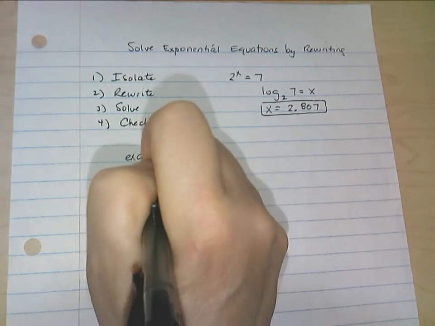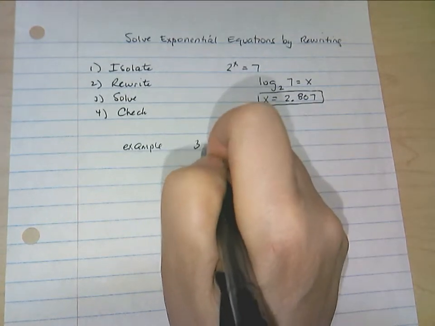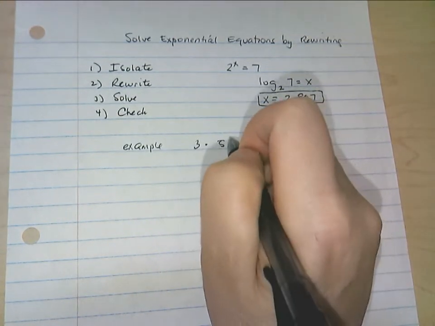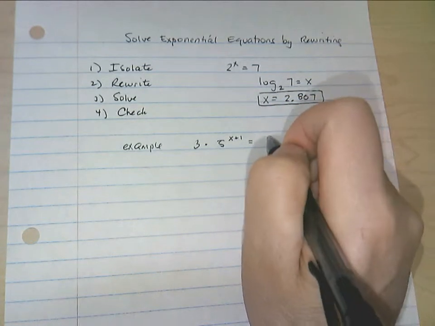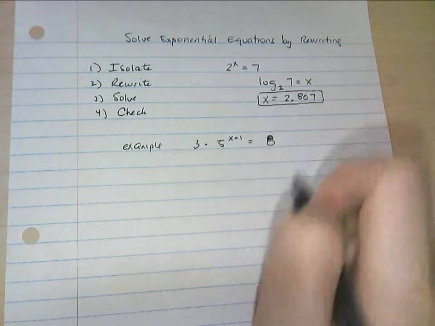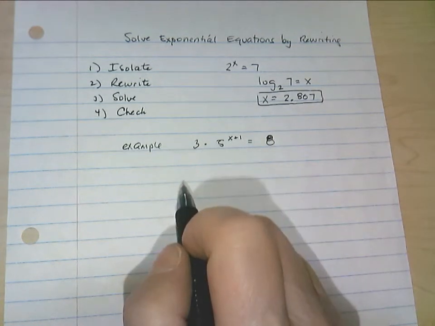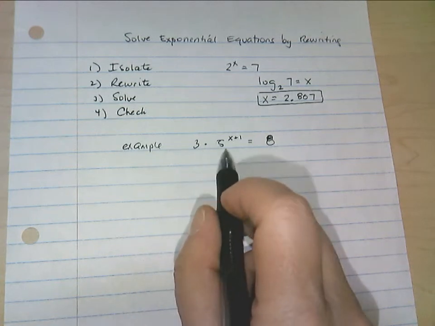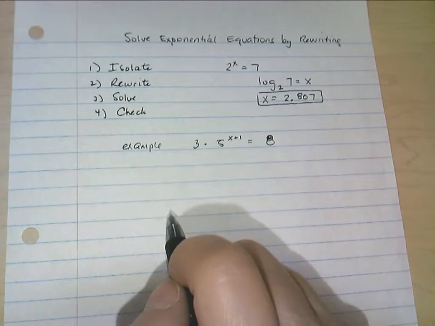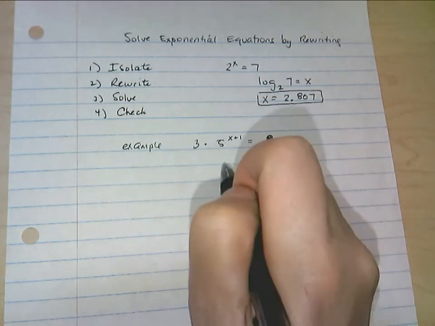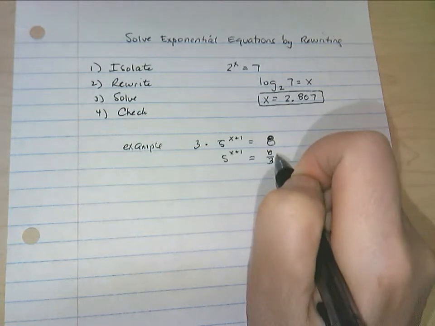Another example would be if I had 3 multiplied by 5 to the x plus 1 is equal to 8. The first thing I have to do is get rid of the 3 in front of the 5. Those 2 are being multiplied, and I want to get this 5 to the x plus 1 by itself first. So I'm going to divide both sides by 3. That leaves me with 5 to the x plus 1 power is equal to 8/3.